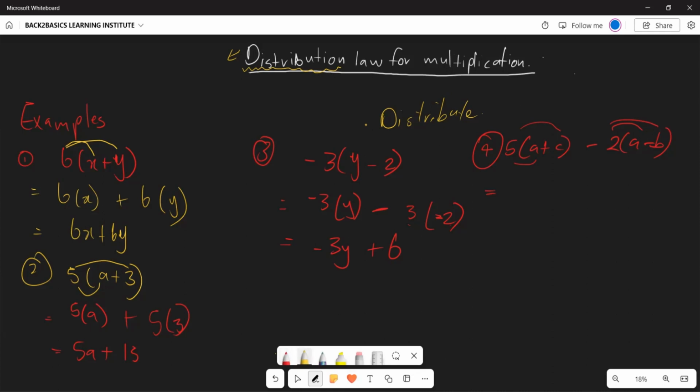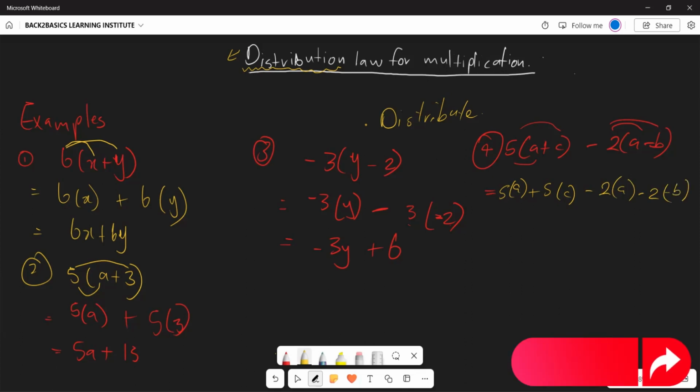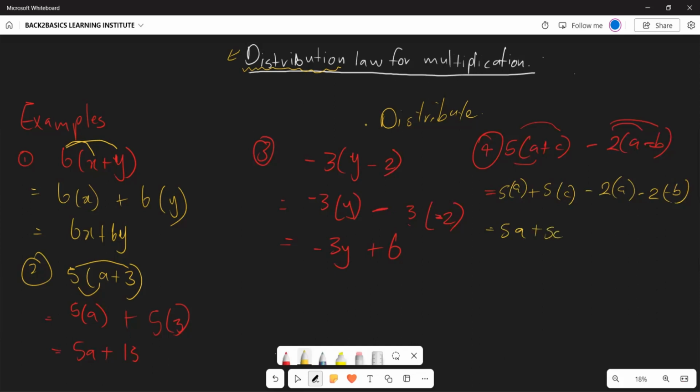Now, look, what you are going to have here, this is going to be 5 into A, plus this is going to be also 5 into your C. Subtract 2 into your A, and then also subtract 2 into your what? Into your negative B altogether. Now, this is what you're going to do. And now from here, what is it that you're going to do? Now you're going to multiply. This is going to be 5A plus your 5C. The other one is going to be minus 2A. The other one is going to be negative, and negative is going to be positive 2B altogether.